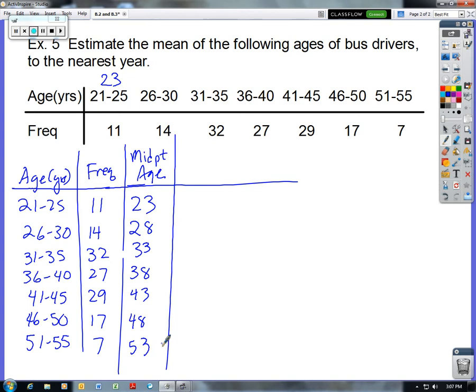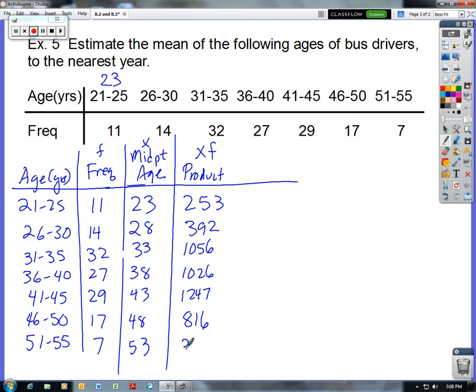And now it's just like the previous example we did. We have a frequency, so that's our F column, and then we have the X value. And so we're going to multiply those together and get the product, a column for the product. I'm going to write it as X times F. So I'm going to be multiplying 11 times 23 and so on. I've already calculated those ahead of time to save time. 253, 392, 1056, 1026, 1247, 816, 371.